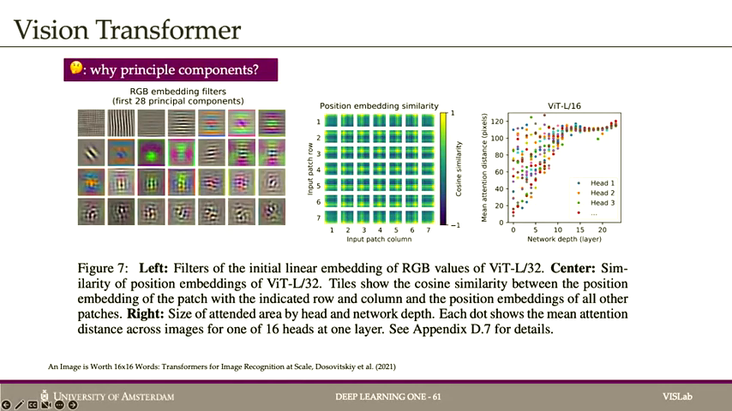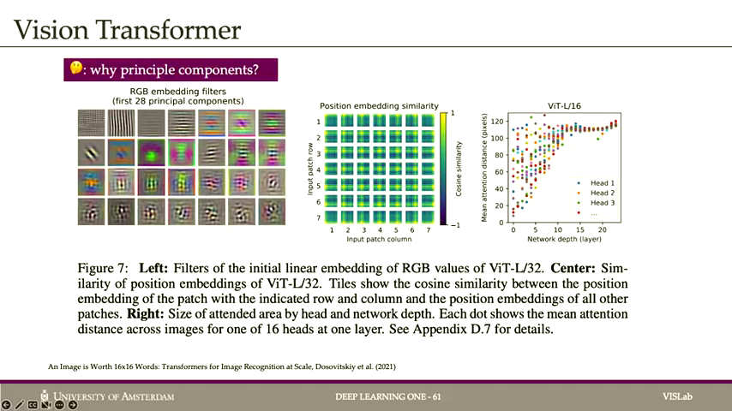In the middle, you see this position embedding, which has been learned. You can see that you can project this simply into the 2D space, and you can see that each positional embedding basically encodes the location. So you could have done that manually, but by learning it, you allow the data to speak a bit more for itself. Now, the right plot is probably the most interesting one.